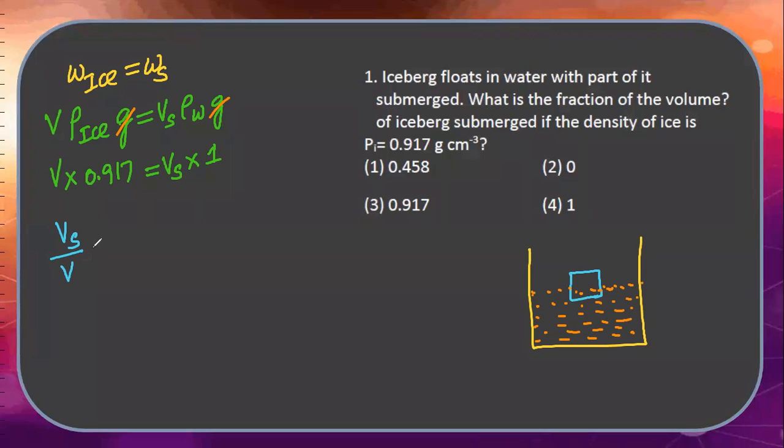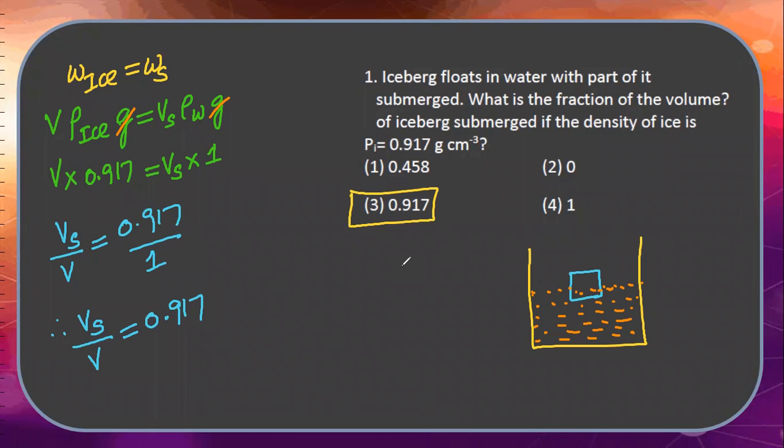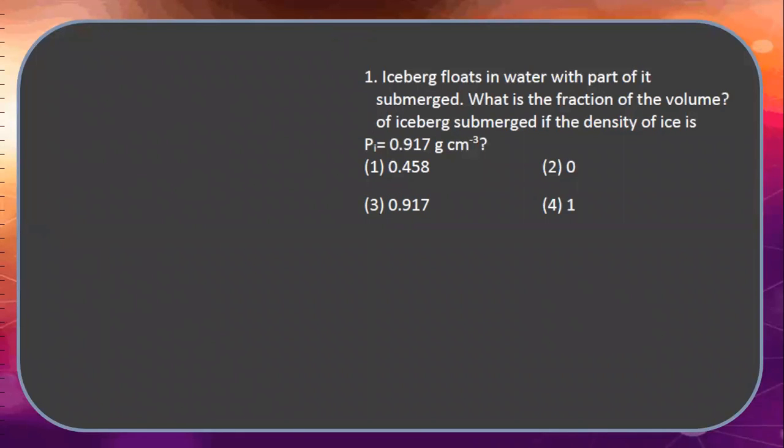Submerged part volume is Vs, actual volume is taken as V. So Vs divided by V is equal to 0.917 divided by 1. Therefore, Vs divided by V is equal to 0.917. This is the answer. Right, this is the first problem. Next problem.